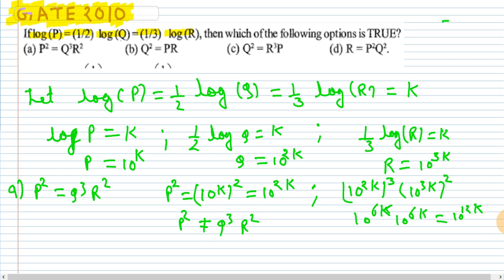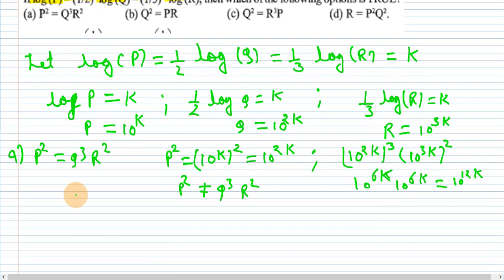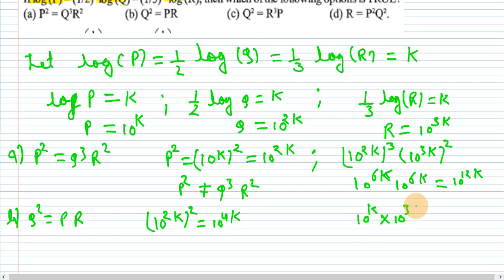Now we will do the next option, which is q square equals pr. The left hand side is q square, and we know the value of q is 10 raised to the power 2k, and if we square it, it will be 10 raised to the power 4k. The right hand side is basically p into r. So p is 10 raised to the power k and r is 10 raised to the power 3k, and if we simplify this, it will become 10 raised to the power 4k. So here the LHS and RHS are equal.